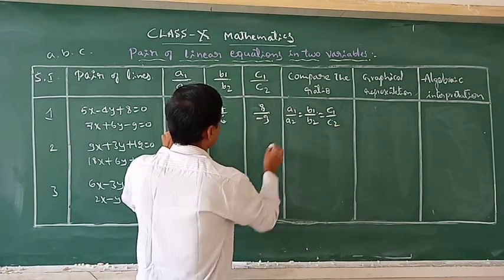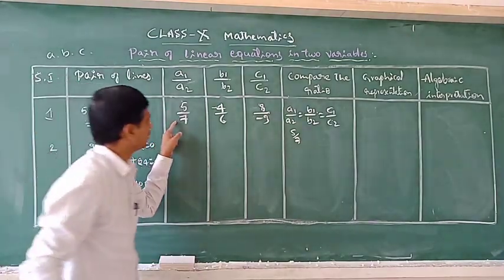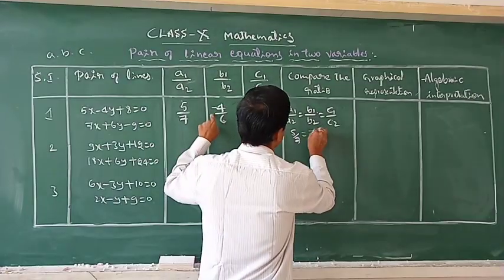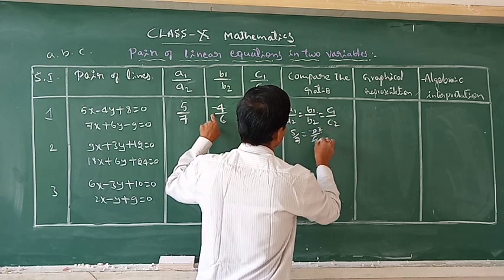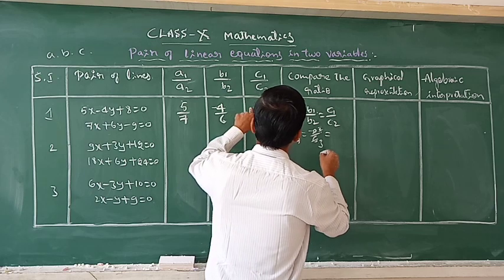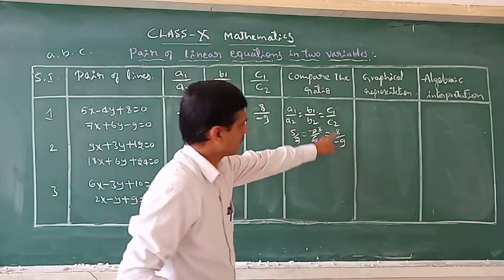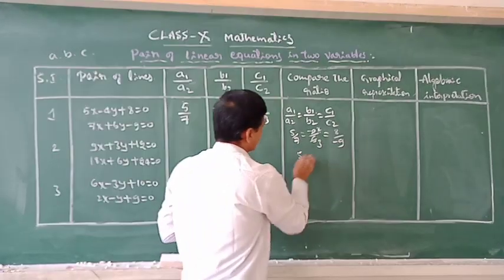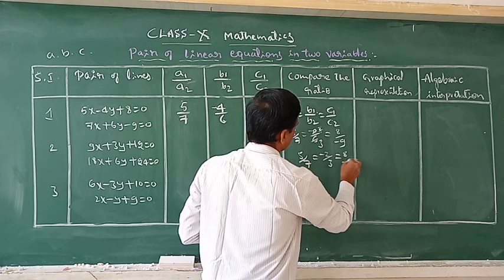What happened here? 5 by 7 is prime, so it is all prime numbers, not reducible. So here minus 4 by 6 can be again reduced, 2 by 2, 2 twos are 2, 3 twos are 6. And 8 by minus 9, there is no common factor. So the values look like this: minus 2 by 3, and 8 divided by minus 9.